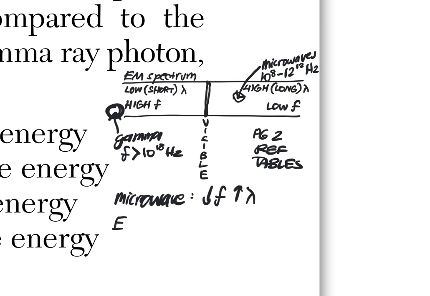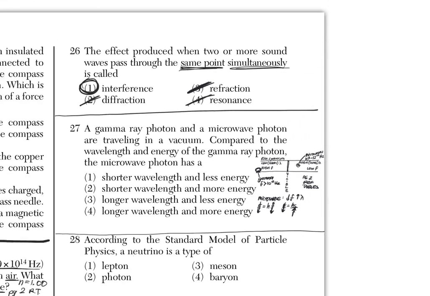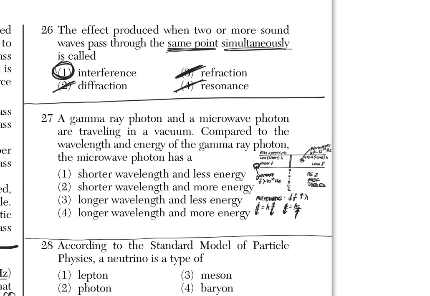We know that the energy of a photon is given by hf. Energy is also given by hc over lambda. But in either case, the lower frequency of microwaves means that it's lower energy. Longer wavelength also means lower energy. So as compared to gamma rays, microwaves are going to have a longer wavelength, ding ding, and less energy because they are lower frequencies. So that's choice 3.